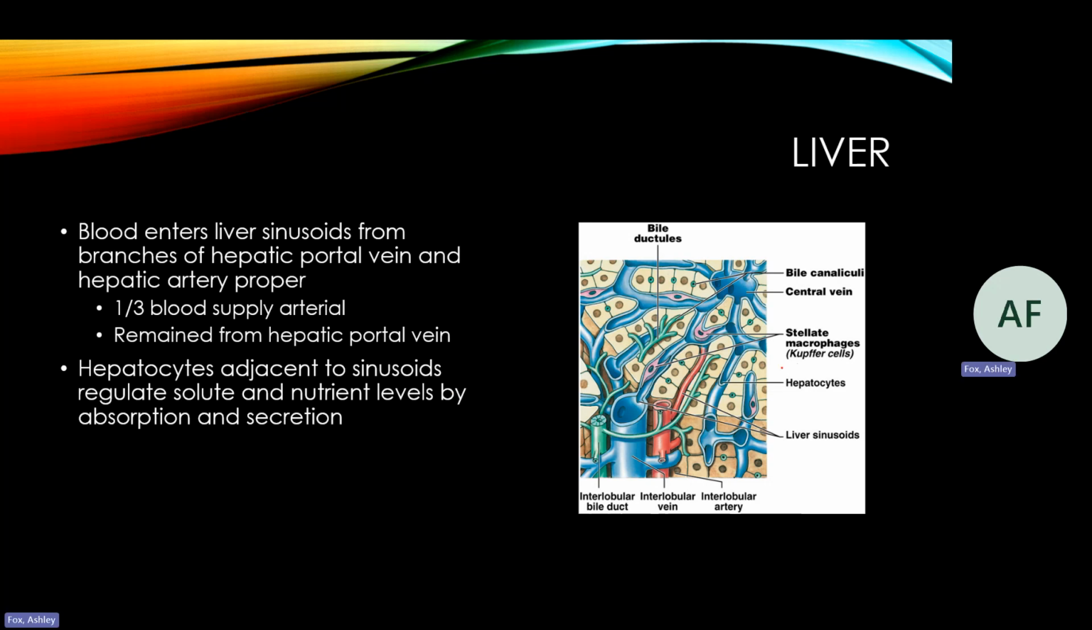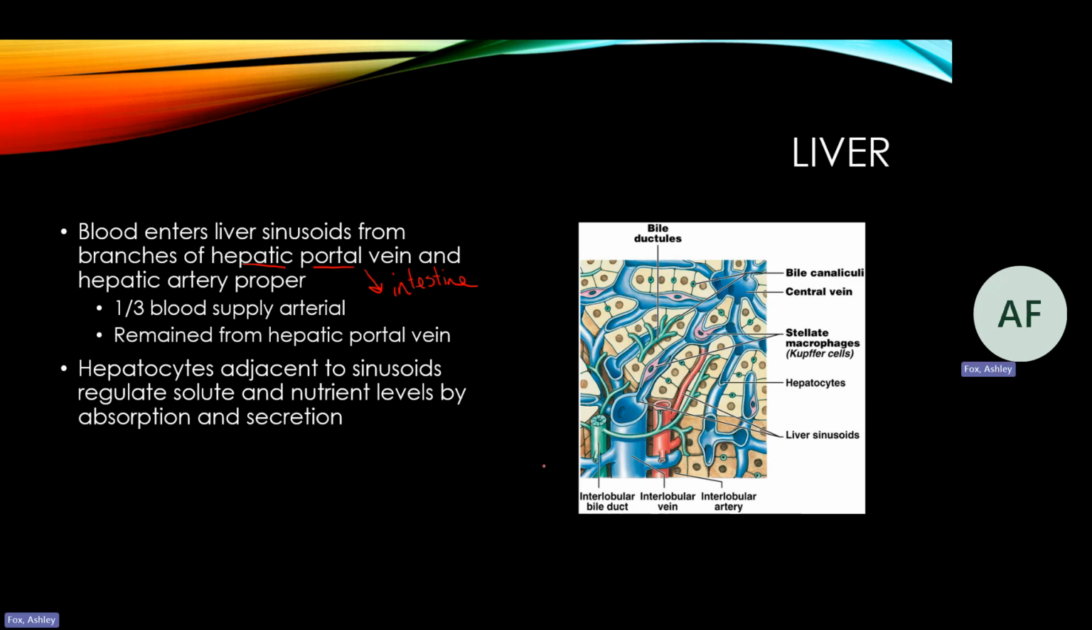Blood again enters the sinusoid, so you're going to see these really large capillaries that have holes in them, and they enter those sinusoids from our hepatic portal vein and your hepatic artery. So the hepatic portal vein and hepatic artery bring blood supply into your sinusoids. The hepatic portal vein is coming from a lot of parts of the intestinal tract, so things like your superior mesenteric and inferior mesenteric are all leading to the hepatic portal vein that's going to go to these sinusoids.